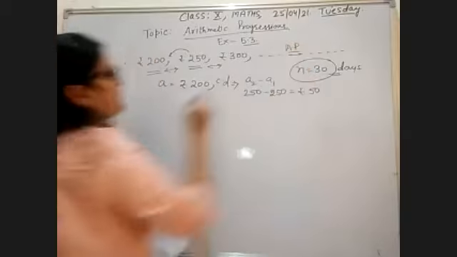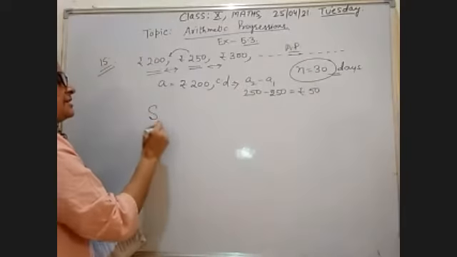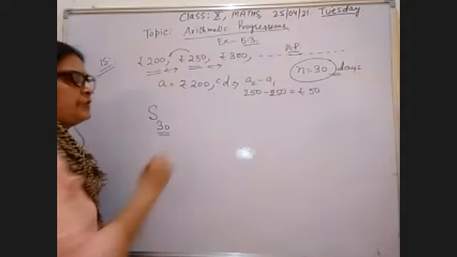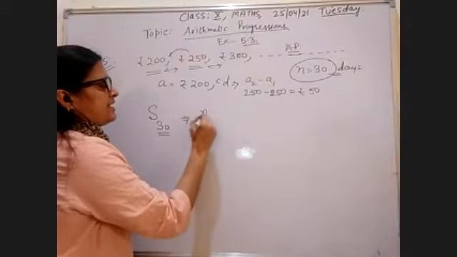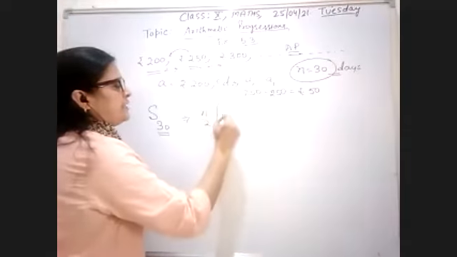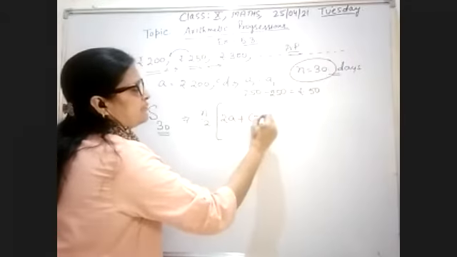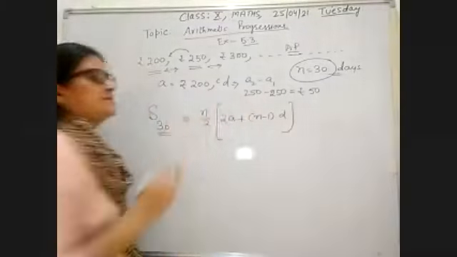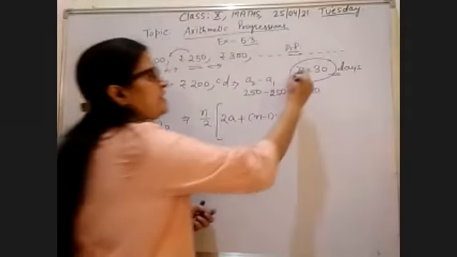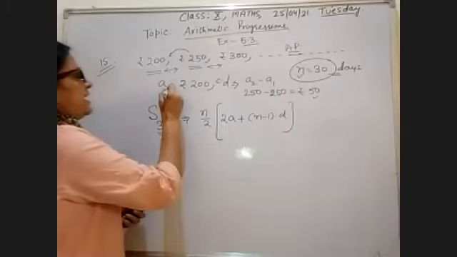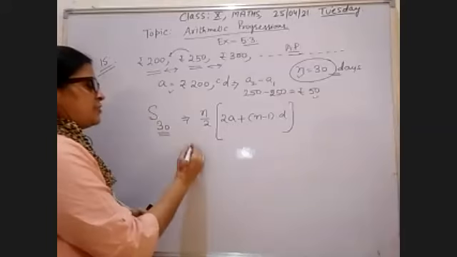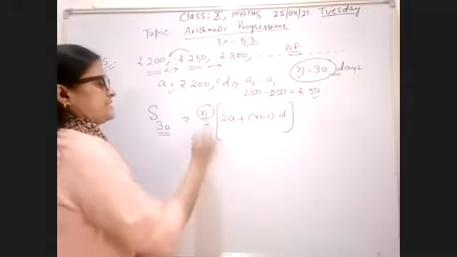So how do we find the total penalty for 30 days? We have to find S30, and the formula is n upon 2 times (2a plus (n minus 1) times d). In this question, n, d, and the first term are all given, and you have to find the sum for 30 days. So n is given here as 30.